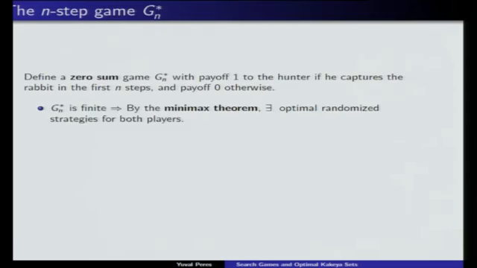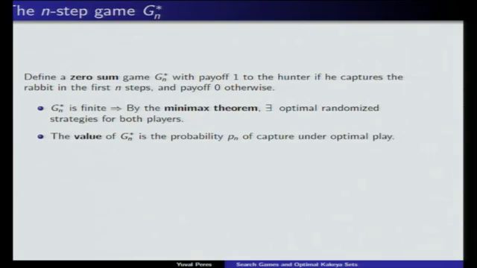Okay, so here's a finite game that really captures the issue of this infinite game. Let's run the interaction of the rabbit and the hunter for only n moves. So n is the same as the length of the cycle. And just have payoff 1 to the hunter if he captures the rabbit in these n steps, and payoff 0 otherwise. So now it's a finite game.